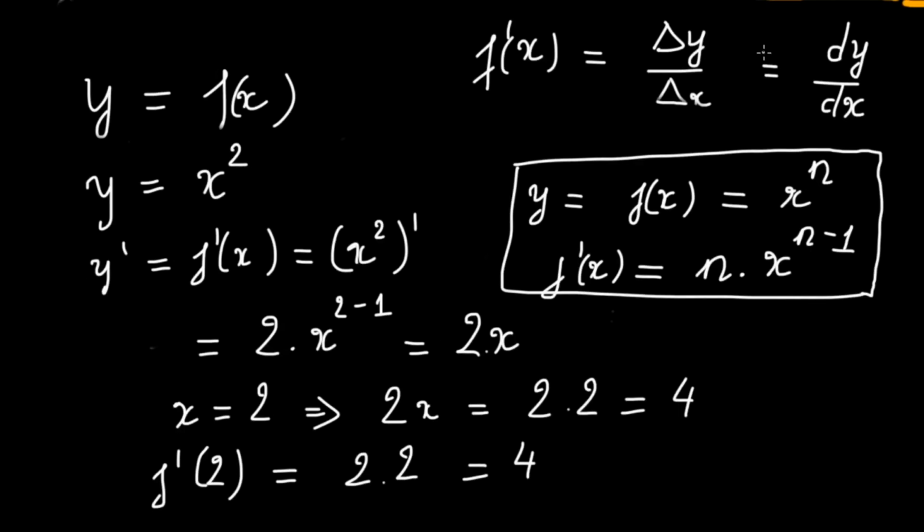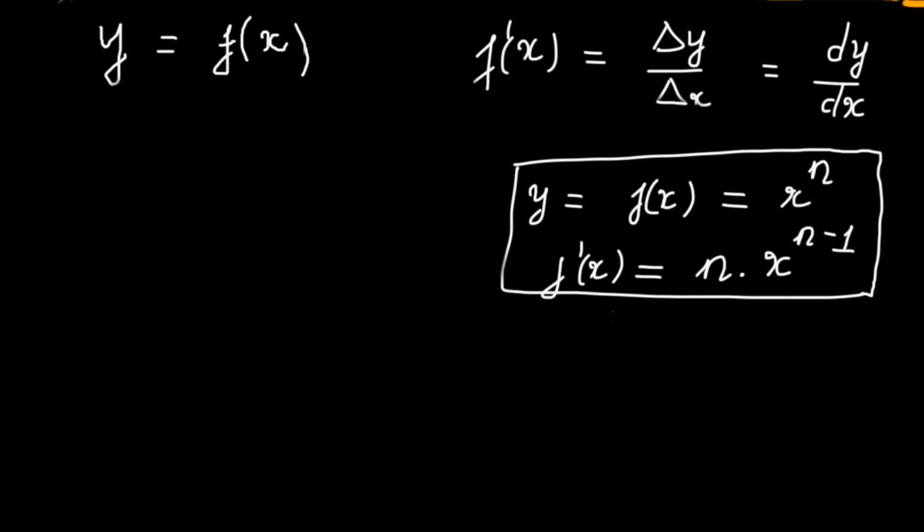But the question is, why do we need to do something like this? It's because when we find the derivative at some given point, for example, in this case the derivative at x equal 2, it will give us the slope of the tangent line at that point. Let me explain with this graph.